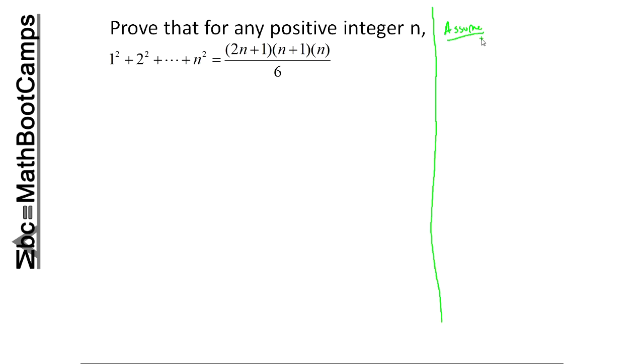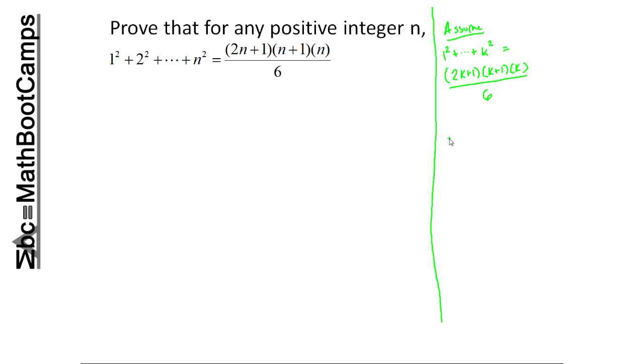Now, depending on if you're taking my class or somebody else's class, they may say, hey, you should say what k is. So maybe we'll add that into this proof just so you can see what it looks like. But usually with induction, it's understood that you're in the same set that you were working with. So we're going to assume that this works for a positive integer k. In other words, if you were to square all the numbers up to k and add them up, the formula will give you the correct answer. So we'll get 2k plus 1 times k plus 1 times k over 6.